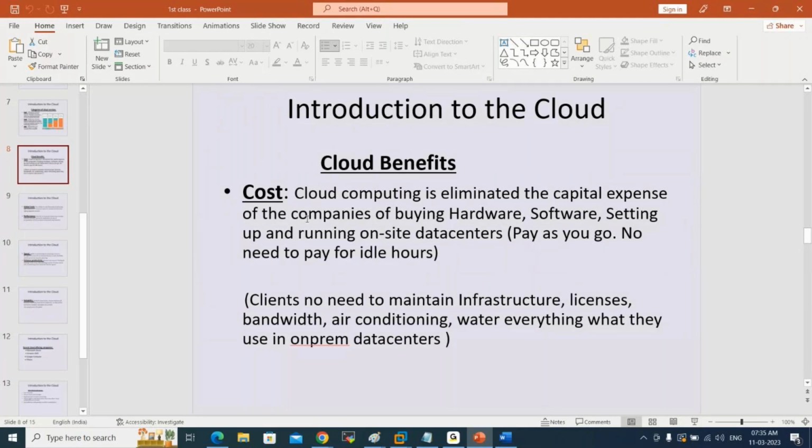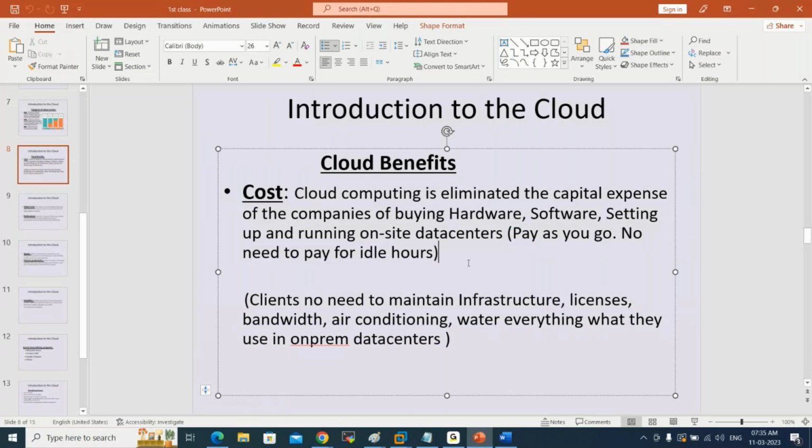So cloud computing is eliminating the capital expense of companies of buying hardware, software, setting up, running on-site data centers. Any new companies that are coming into the market are absolutely going to the cloud. Most of the companies, 90% of the companies. People are not interested anymore in creating their own data center and maintaining it with many people and having all the time headache by themselves, right? Someone else is taking your infrastructure, maintaining it and giving you a ready-made solution. So what is stopping them? Definitely they'll take that advantage, right?